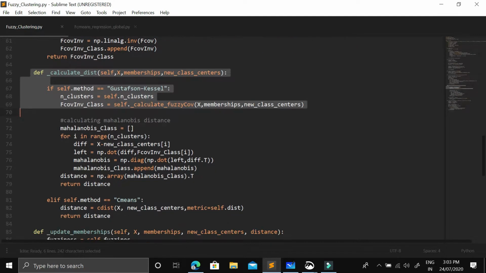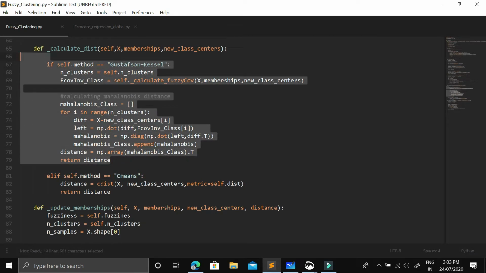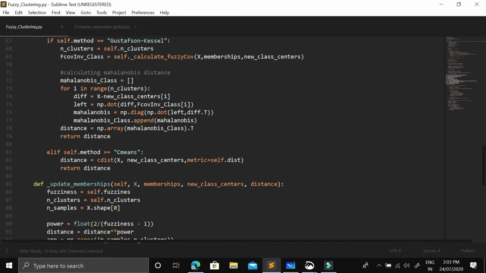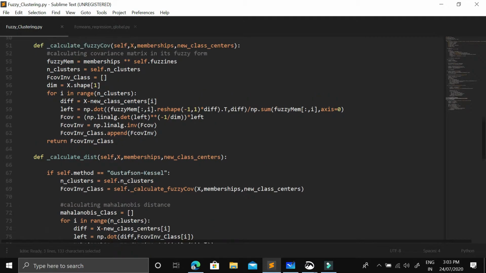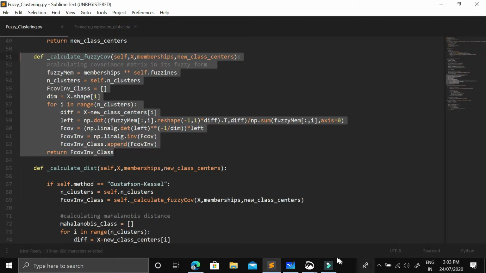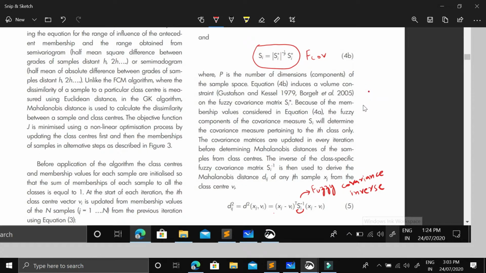And if we are using the simple C-means algorithm, then we do not need to worry about this part and even this covariance part. We just have to calculate the Euclidean distance, or Manhattan distance or any other distance, between the class centers and the data points. So this line is enough for calculating the distance. But if we are using the GK algorithm, in that case we will calculate the fuzzy covariance matrix. What is the formula for that? Let me show you the formula for that. But you can search it out and explore it yourself.